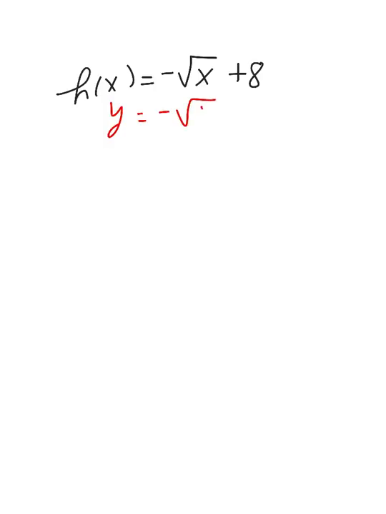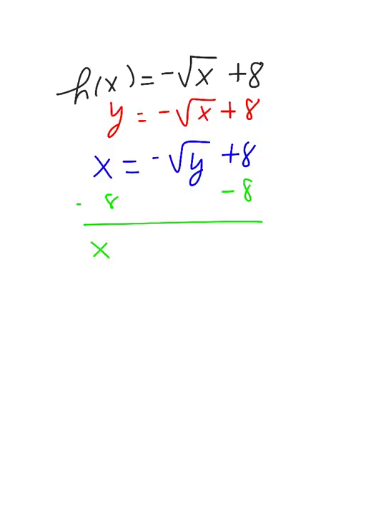So I have h of x is equal to negative the square root of x plus 8. So I have y is equal to negative the square root of x plus 8. Switch x and y. So now minus 8. So x minus 8 is equal to negative the square root of y.